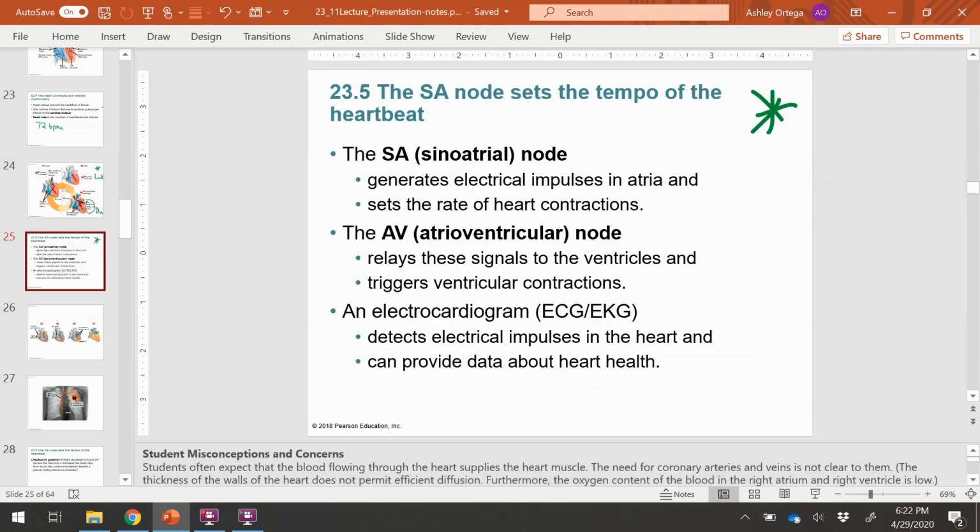And how does the heartbeat maintain itself, you may ask? That's through a set of areas that relay signals. This is in part with the nervous system. There's a region called the SA node, or sinoatrial node, that will generate an electrical impulse in the atria, and this sets the heart rate, or the heart contractions. This is also known as a pacemaker. So any person that has an artificial pacemaker put in will have an artificial SA node.